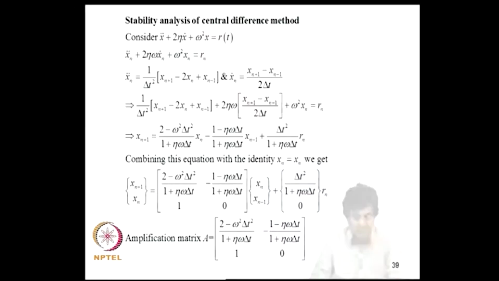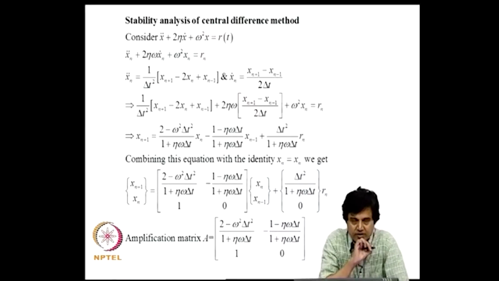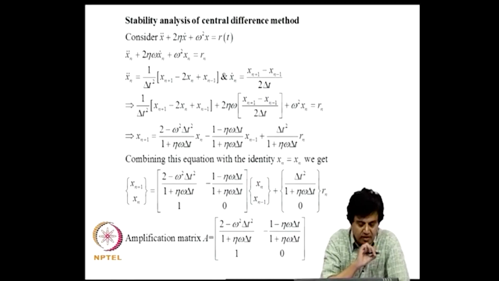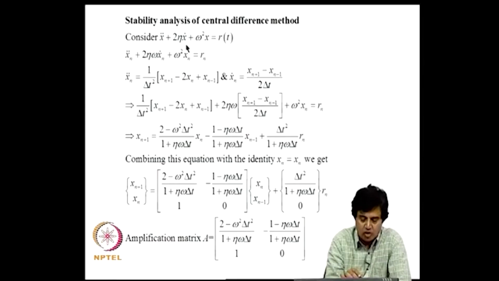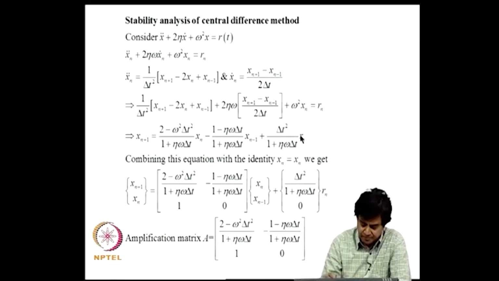So, let us now return to the question of stability analysis of the central difference method. Let us consider this equation, x double dot plus 2 eta omega x dot plus omega square x equal to r of t, and if we apply the central difference method, I get for x n double dot this relation and for x n dot this. Substituting that, we get this equation. For reasons that will become clear, we will combine this equation with the identity x n equal to x n, and we get this equation.